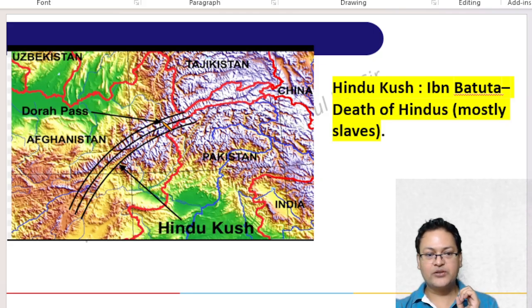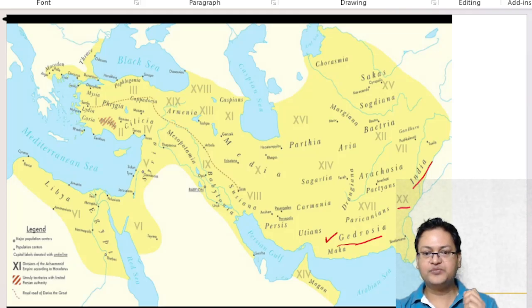Now let's look at this map of the Achaemenid Empire. You can see here India. Then Gedrosia, this is the Baluchistan region. You can see it was such a mighty empire. Later Alexander would conquer this empire. So let's move ahead.